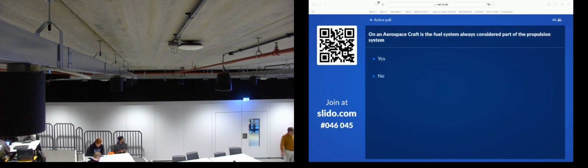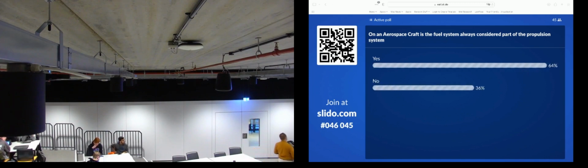The first question, on an aerospace craft, is the fuel system always considered part of the propulsion system? To date, we have 45 votes. I'm about to reveal the results. Those of you who see this can still answer. Right now, 64% of you said yes, and 36% said no. So this is a one. A, not all aerospace vehicles have fuel systems.